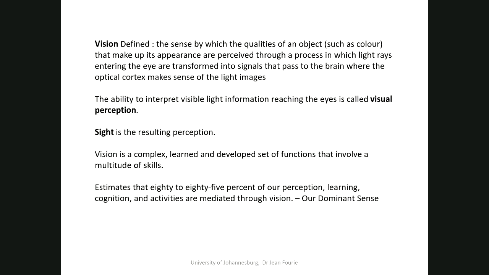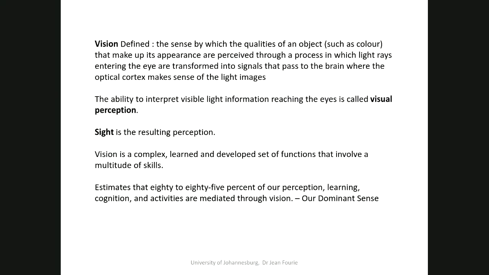And in our first session, we looked at how neurons function, and particularly the neurons related to our sensory neurons. So light rays are transformed into signals that pass to the brain, where our optical cortex, which is the part of the brain that processes the information it receives from the neural network, then makes sense of these light images, which have turned into electrical signals in the neurons.